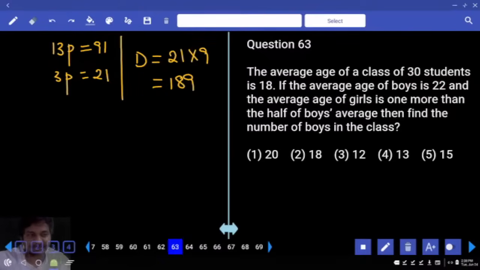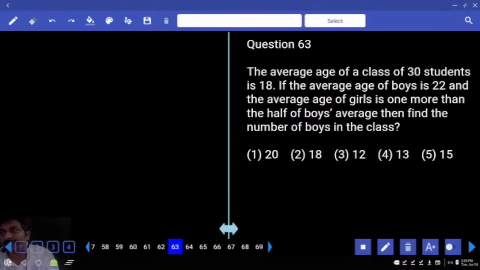The average age of a class of 30 students is 18. Average age of boys is 22. The average age of girls is one more than half of boys average. Then find the number of boys in the class. Okay. How many people are there? 30. What is boys average?